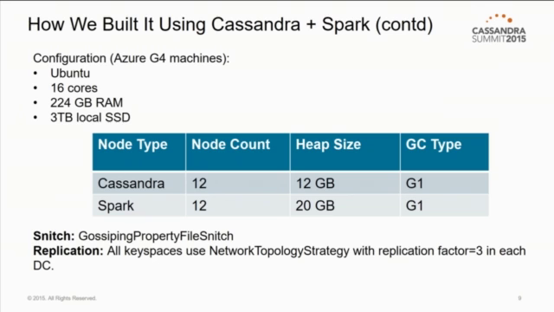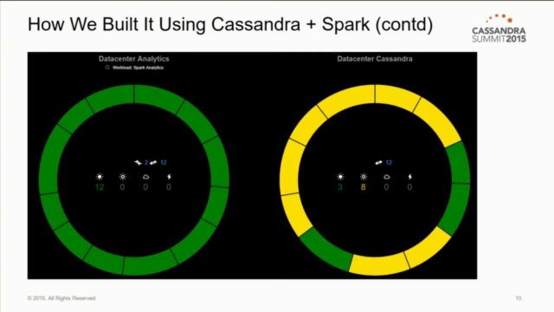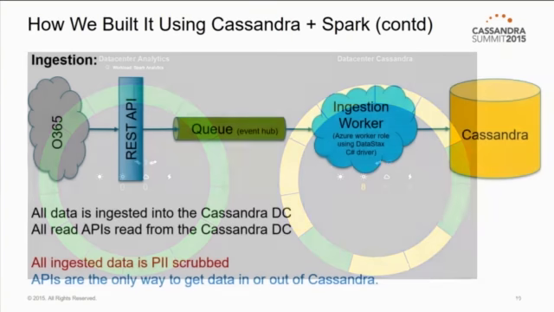We have larger heaps in Spark because it ends up pulling in a lot of data from Cassandra at once to do aggregates. And G1 garbage collection, which when I get to the problem section, that was very big for us. It reduced our garbage collection times quite a bit, our pause times. And everything uses replication factor of 3 between our two logical data centers. So here's our ops center picture, just in case anyone cared.